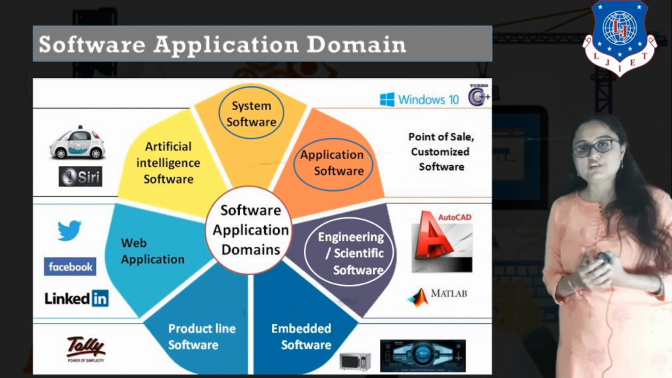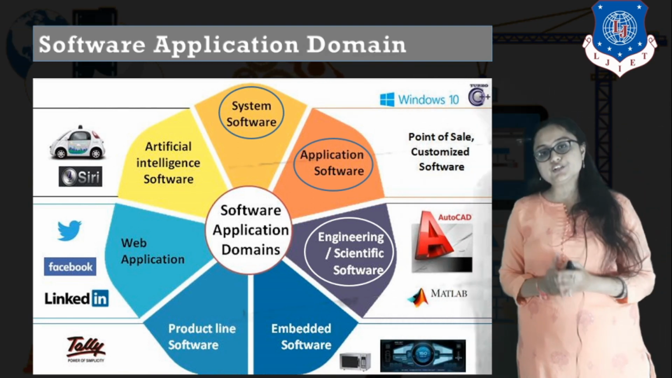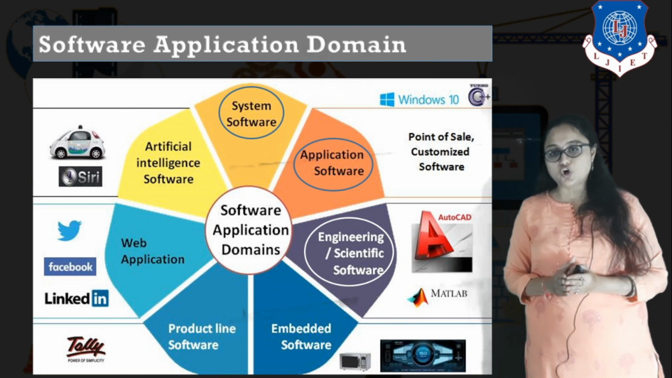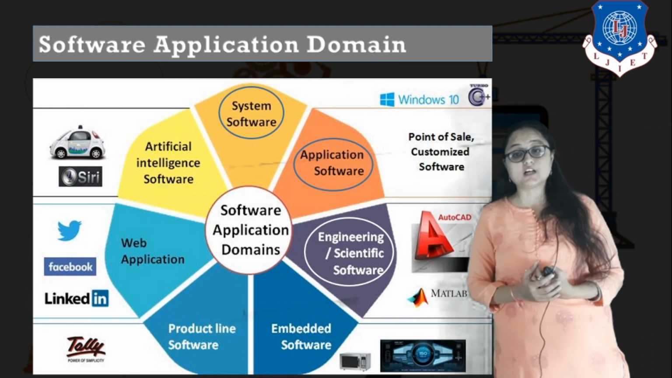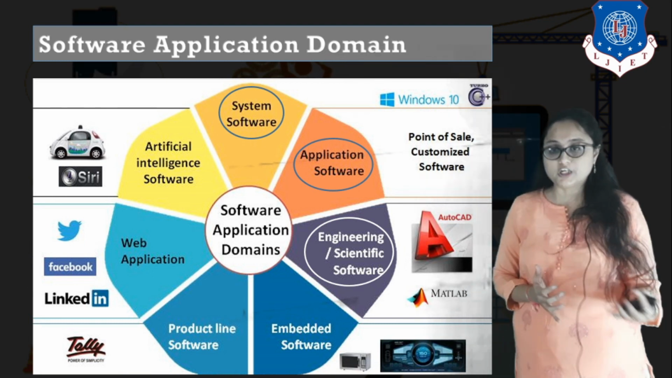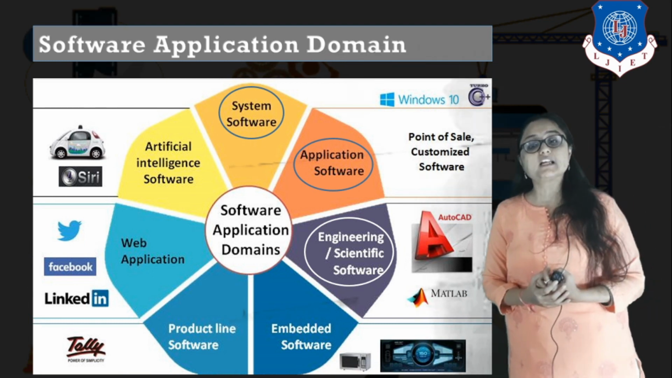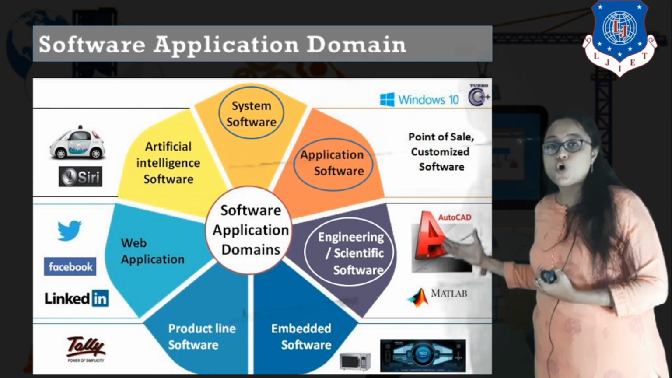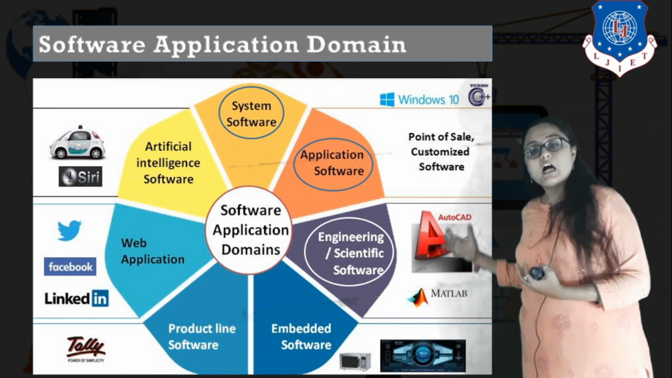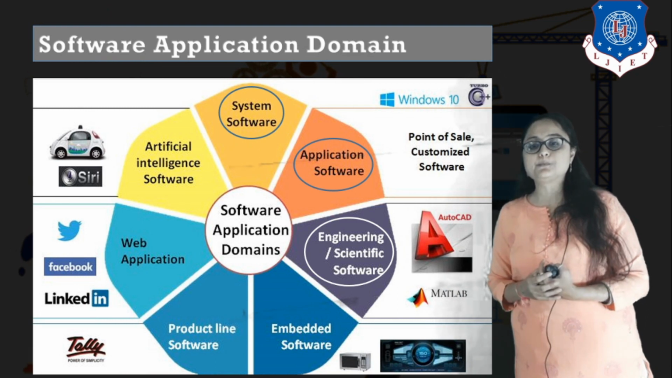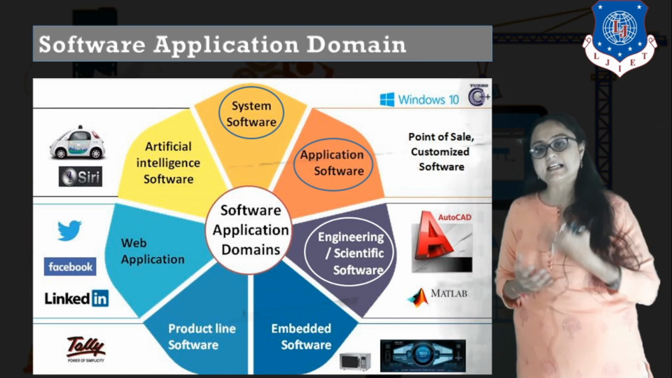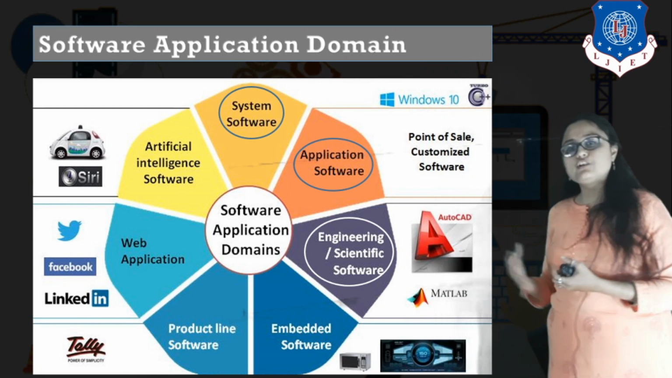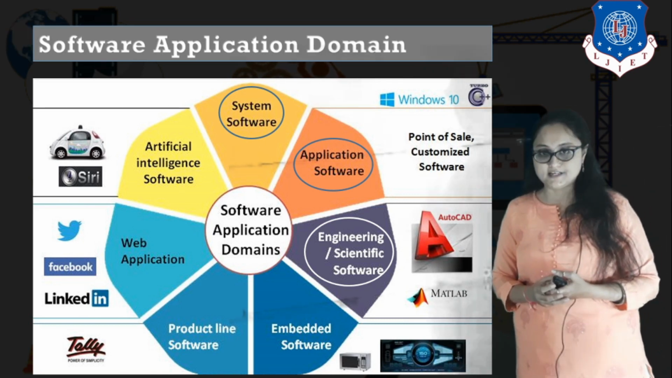Now these are the software which are specific to engineering related technologies or scientific software. For example, the software produced in the medical domain, or the software used in engineering, for example MATLAB or AutoCAD, right? So these are the software which are targeted for a particular engineering activity or some scientific research or scientific activity. That sort of software is known as engineering or scientific software.